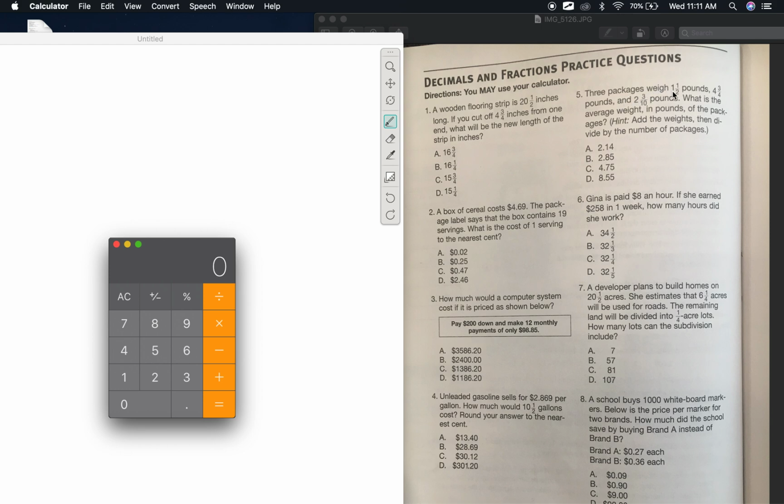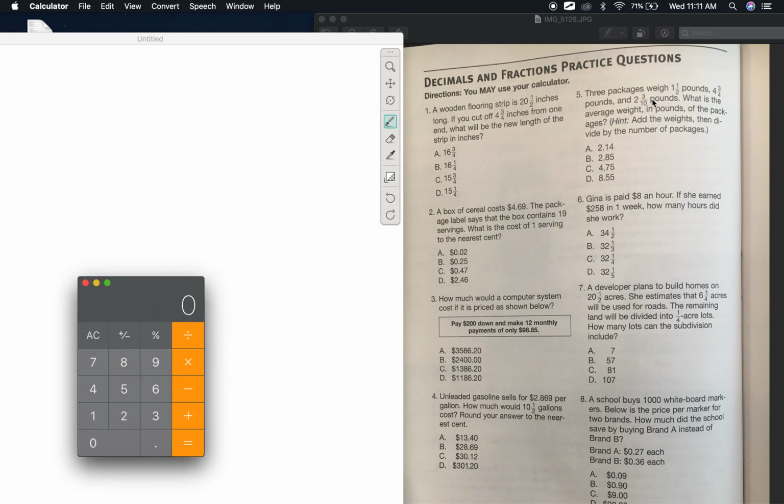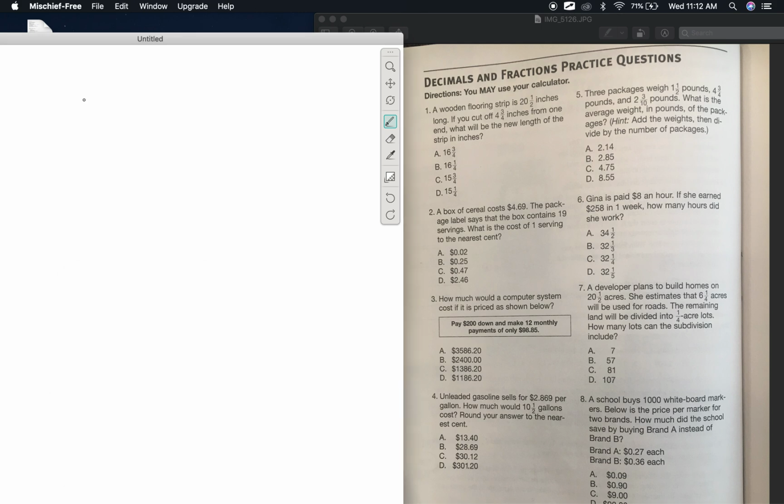Number 5. 3 packages weigh 1.5 pounds, 4 3/4 pounds, and 2 3/10 pounds. What is the average weight in pounds of the packages? Okay. So I could change these around here. This would be 2.3. This would be 1.5. And this would be 4.75. Then you can just add those together, but for variety's sake, we will do this one on paper.